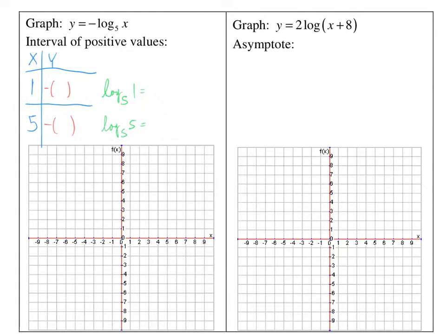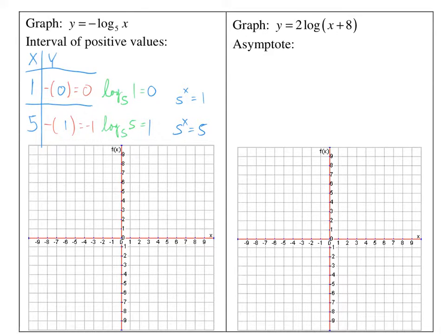So what is the answer to this? Well, when you see log 1 base 5, that's saying 5 to what power is 1? That would be 0. So this is 0 here. The other one right here is saying 5 to what power is 5? And that would be 1. Okay, so what do we have here? Well, the opposite of 0 is 0, and the opposite of 1 is negative 1.